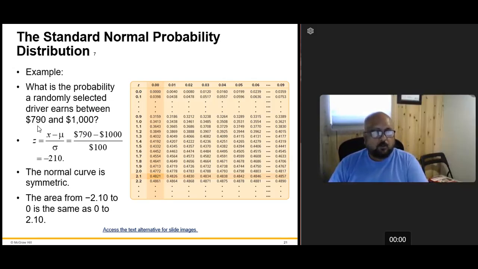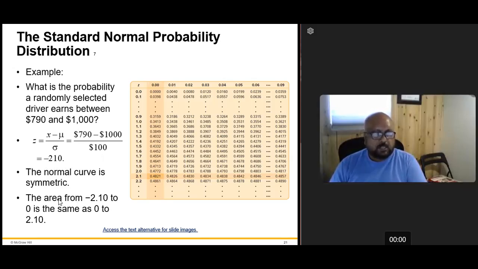So Z, the formula is x minus mu divided by sigma. So 790 minus 1,000 divided by 100 gives us... this is not right actually. It should be minus 2.10, the decimal point is at the wrong place. It should be after the 2. So minus 2.10, right? So now we got the value of Z, and now we need to find the area.